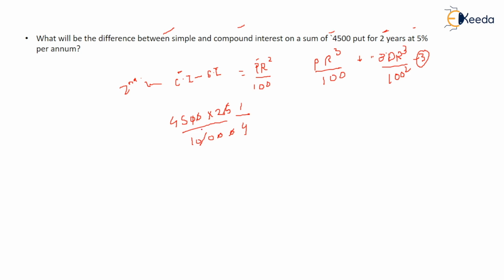So after doing this, 4,500 into 5 square, that is 25, on this. So after solving this, what do you get? You get the desired amount, or the difference that you get after 2 years between compound interest and simple interest, that comes out to be 11.25 rupees. Okay, fine. Thank you.